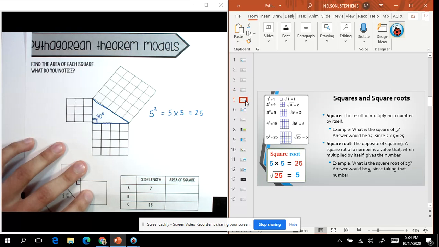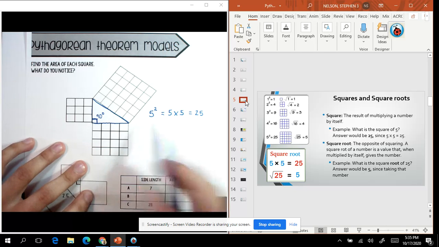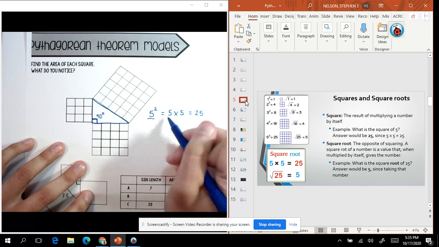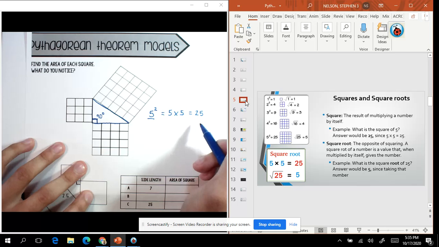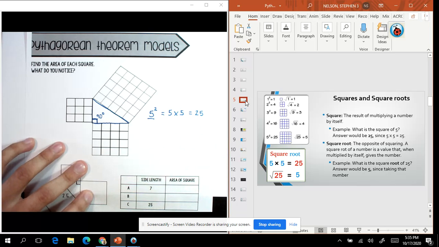All right, next terminology we want to go over is squares and square roots. Now, a square is the result of multiplying a number by itself. And that's what we just did. We took this 5 right here, and we multiplied it by itself. We took 5 times 5 and got 25. So the square of 5 is 25.